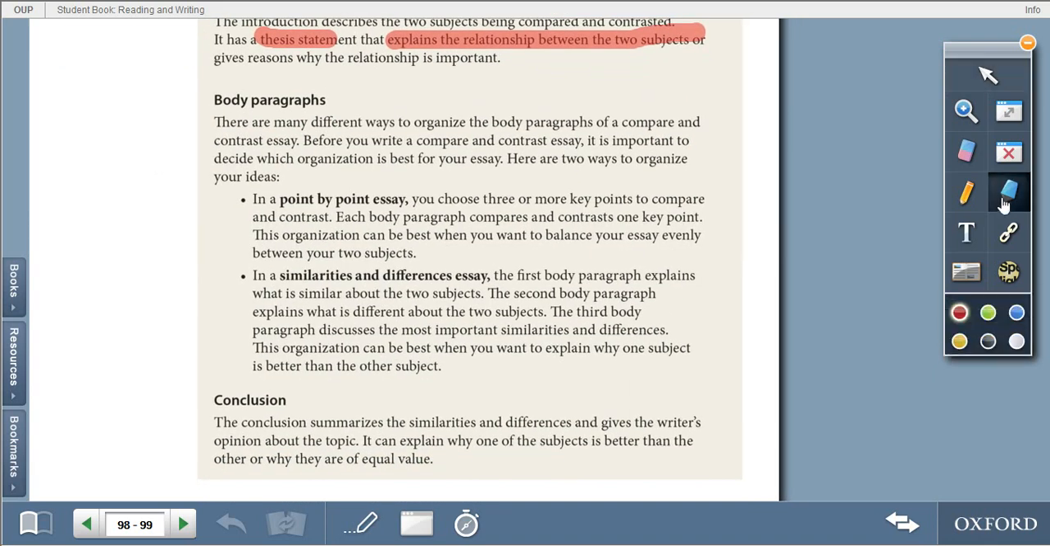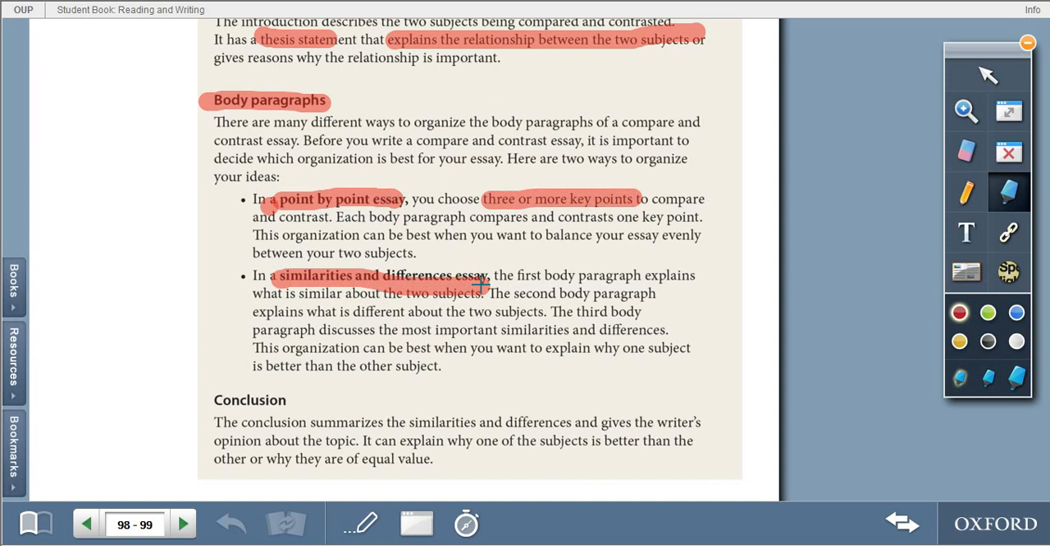In the body paragraphs we have two techniques for writing. For example, you can write a point by point essay. In one paragraph you write similarities and differences. Then in paragraph 2 you write the main important similarities and differences, and choose 3 or more key points, and then compare. And there is also the similarities and differences essay.